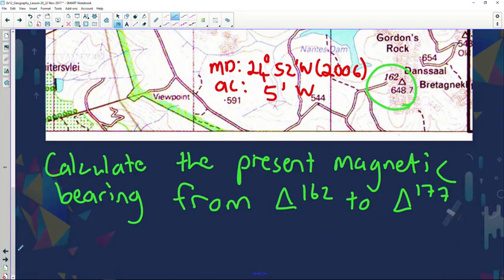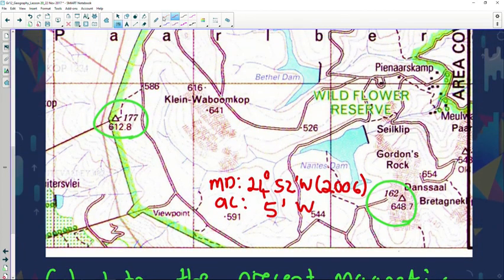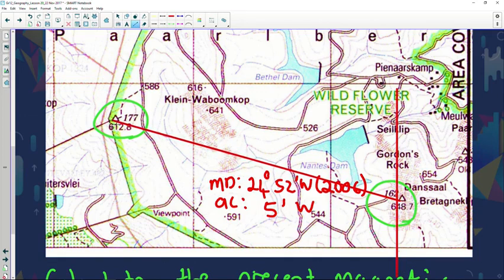Now first of all, what's the formula? Magnetic bearing equals true bearing plus magnetic declination. Now what do we need to do? We're going to need to determine the true bearing. And how do we do that? What's our first thing that we need to do? We draw a north-south line and a line from where and to. What's our second step? What's our third step?